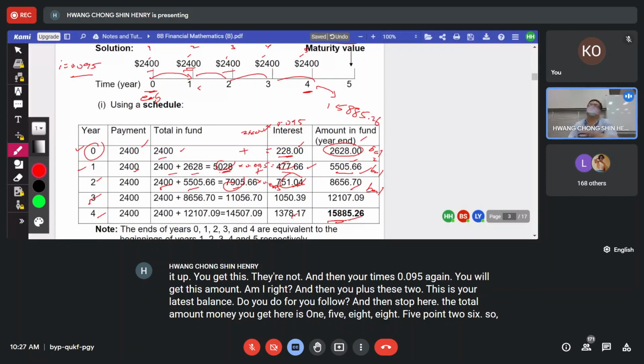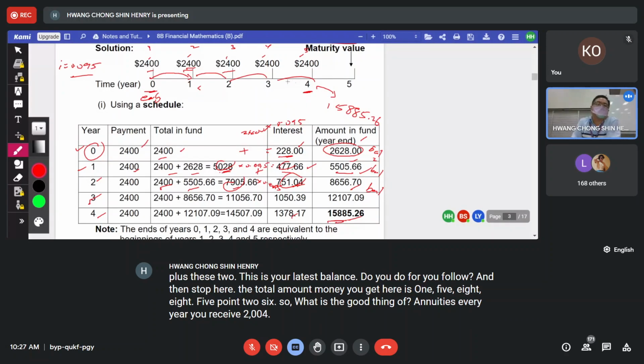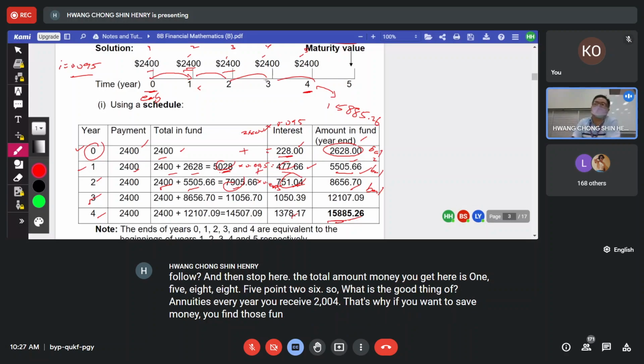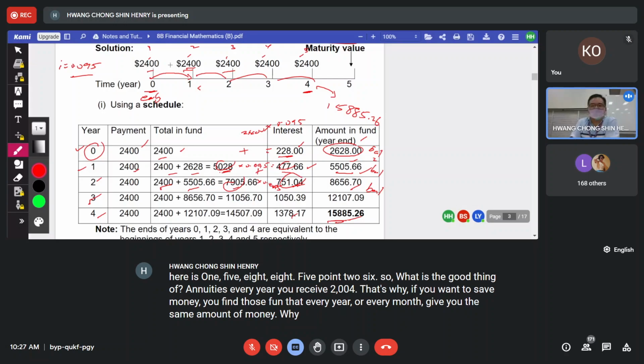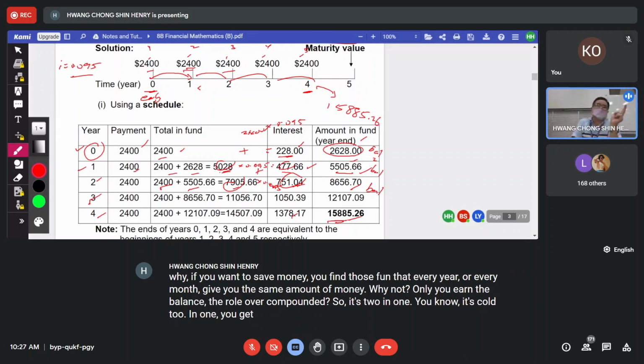So what is the good thing of annuities? Every year you receive 2004. That's why if you want to save money, you find those funds that every year or every month give you the same amount of money. Why? Not only you earn, the balance they roll over, compounded. So it's 2 in 1. You know what's called 2 in 1? You get compound interest plus every period you get extra same money.